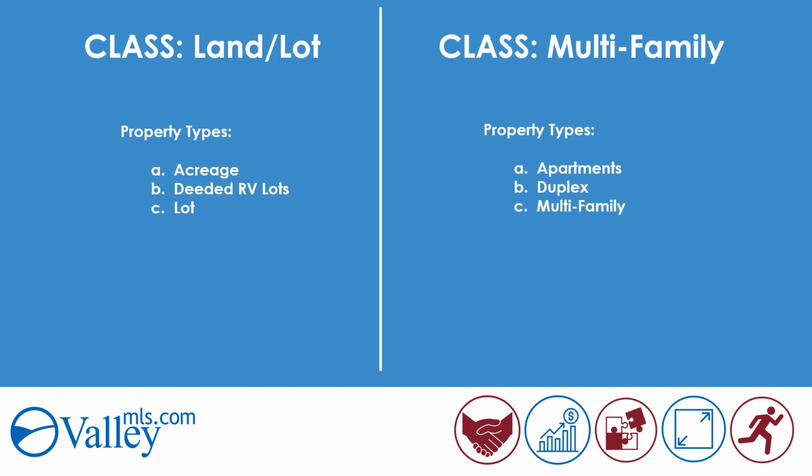Let's take a look at a couple other classes. First of all, let's look at land and lots. Property types that can be found under land and lots would be A, acreage, B, deeded RV lots, and C, lot. Under multifamily, there are three different property types there: A, apartments, B, duplex, C, multifamily.